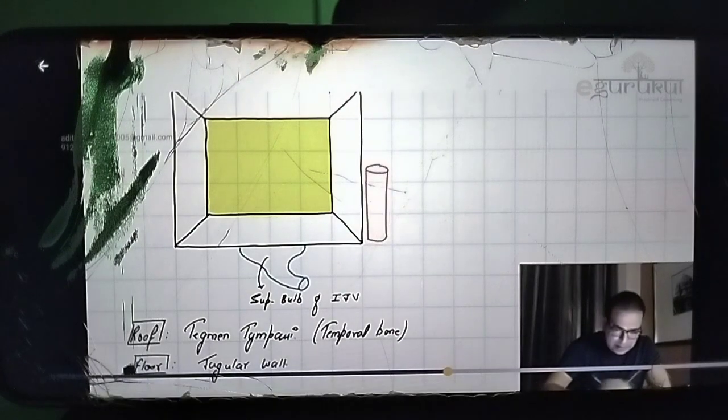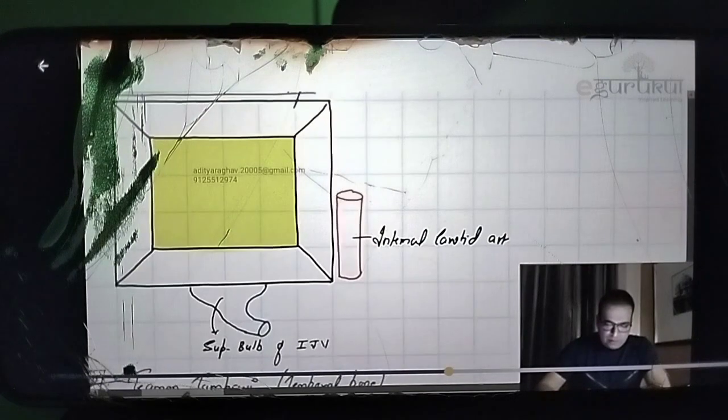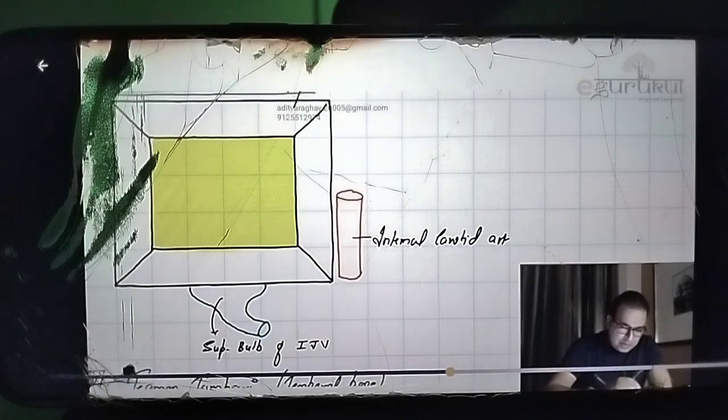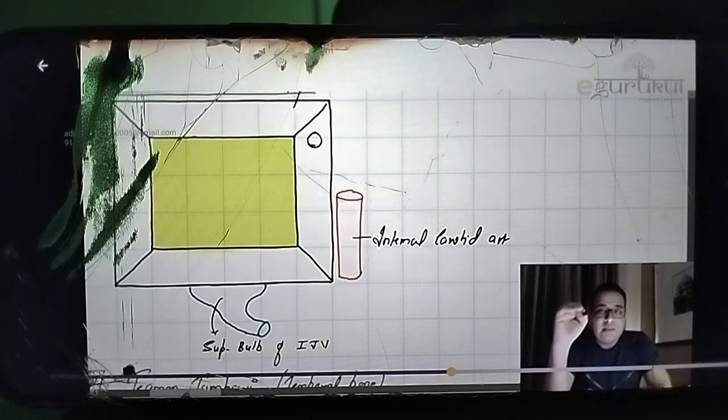So this here is the internal carotid artery. This is the anterior wall I'm talking about, right? And that's the lower part. And the upper part of the anterior wall has two very, very important openings. Now the opening that you see in the upper part is basically transmitting a muscle inside the middle ear, and that muscle is the tensor tympani.